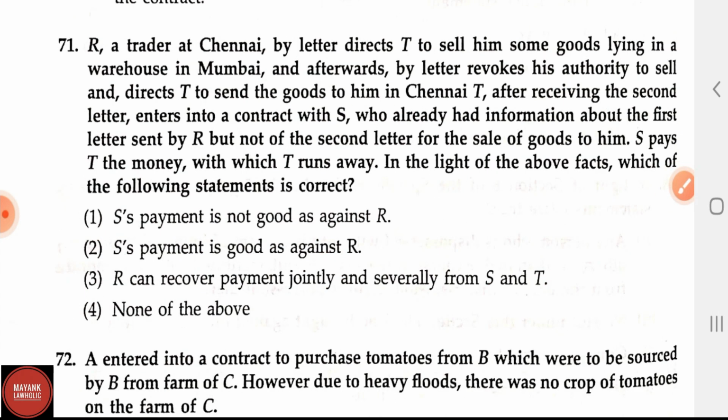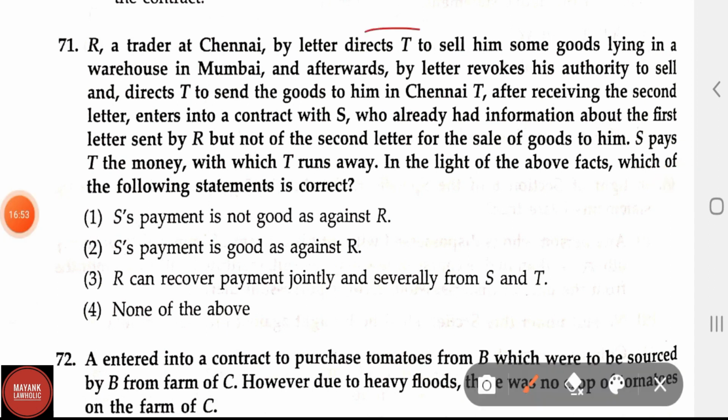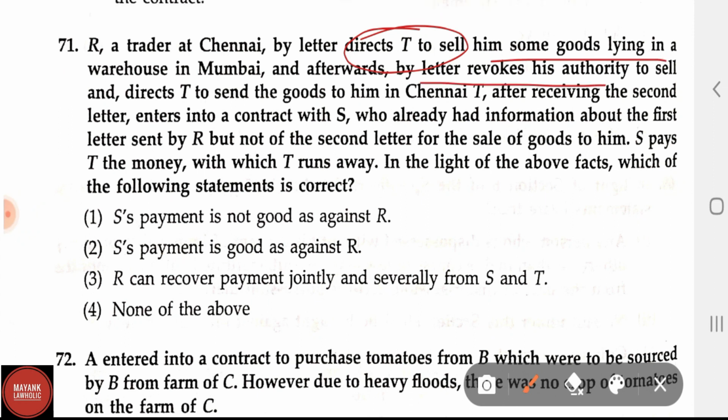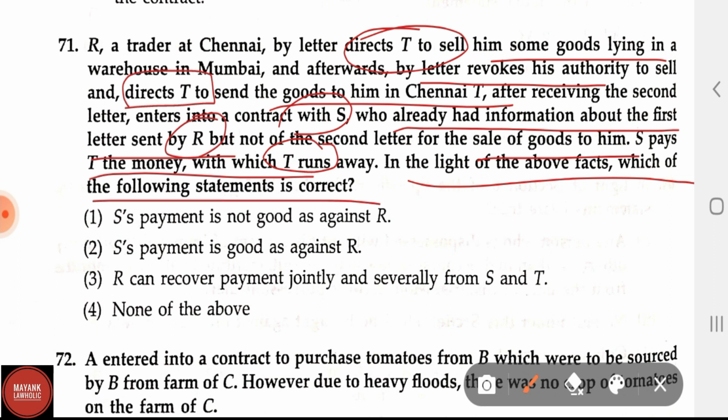Now let us see question number 71. Ravi, a trader at Chennai, by letter directs T to sell him some goods lying in a warehouse in Mumbai, and afterwards by letter revokes his authority to sell and directs T to send the goods to him in Chennai. After receiving the second letter, T enters into a contract with S, who already had information about the first letter sent by R, but not of the second letter, for the sale of goods to him. S pays T the money, with which T runs away. In the light of the above facts, which of the following statements is correct?